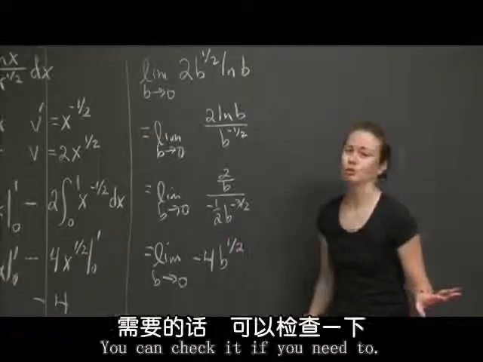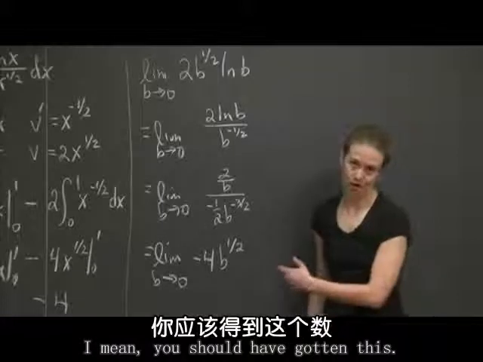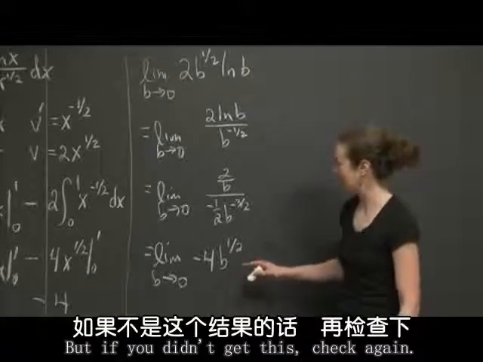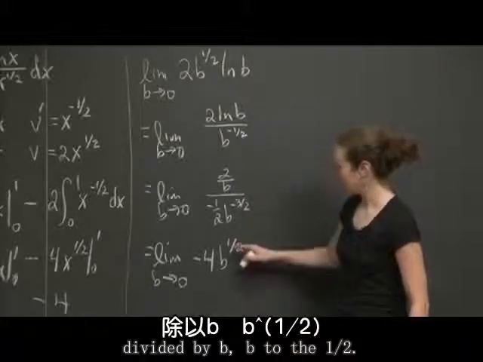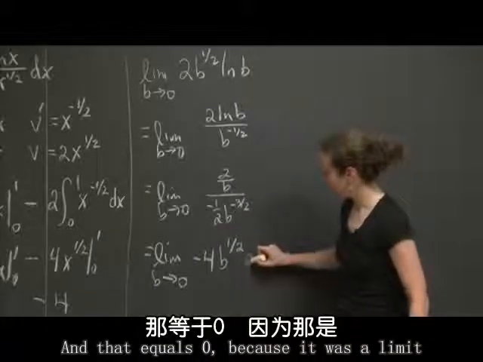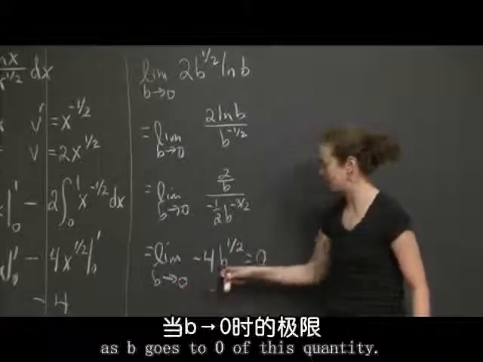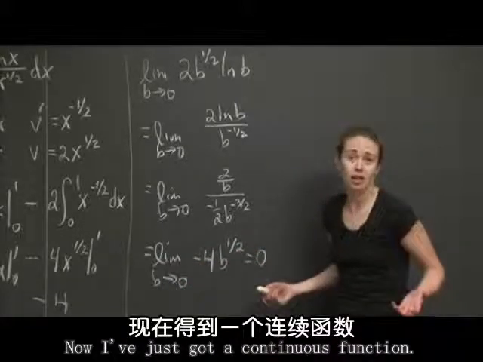That's algebra. You can check it if you need to. You should have gotten this, but if you didn't, check again. Let me make sure I get it again. B to the 3/2 divided by b is b to the 1/2. And that equals 0, because it was the limit as b goes to 0 of this quantity. Now I've just got a continuous function.